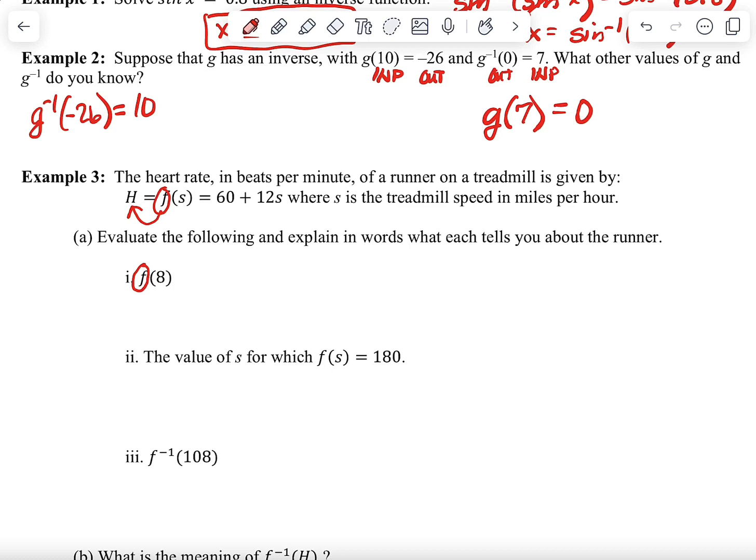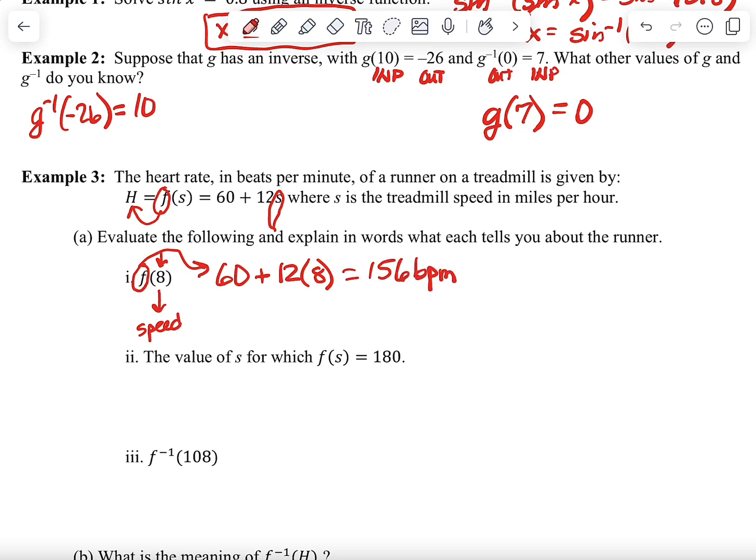The 8 is not the heart rate. The 8 is the input, and the input, according to the equation, is speed, S. So 8 is speed, but you're being asked to find the heart rate, because F is the heart rate. So what we're being asked to find is the heart rate when the speed is 8 miles per hour. All we have to do is go up to our equation and substitute in 8. So our calculation would be 60 plus 12 times 8. That's going to give us the function value, which is heart rate. 60 plus 12 times 8 turns out to be 156 beats per minute.